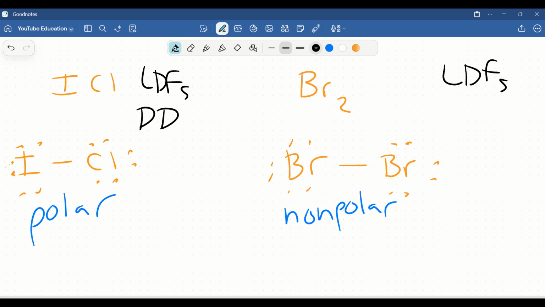Not only does ICl have LDFs, but it also has dipole-dipole. And because there are more intermolecular forces in ICl than bromine, it'll have stronger intermolecular forces. Therefore, ICl has stronger intermolecular forces.